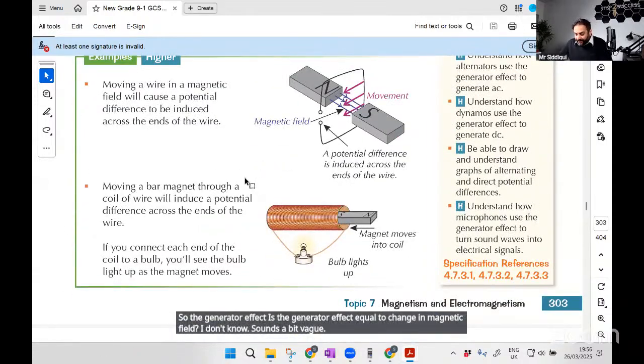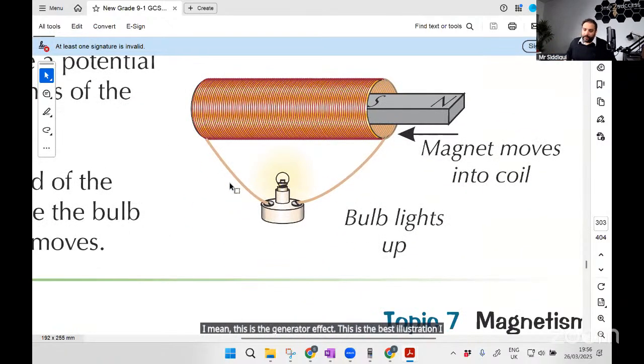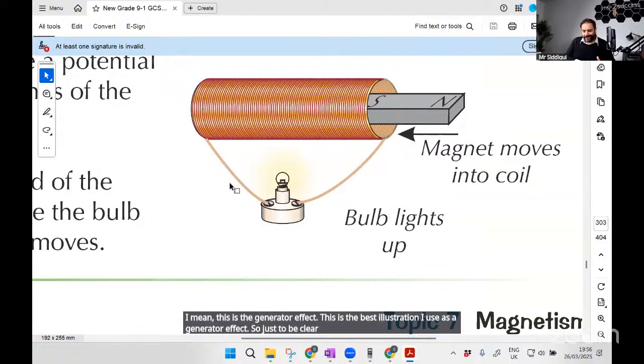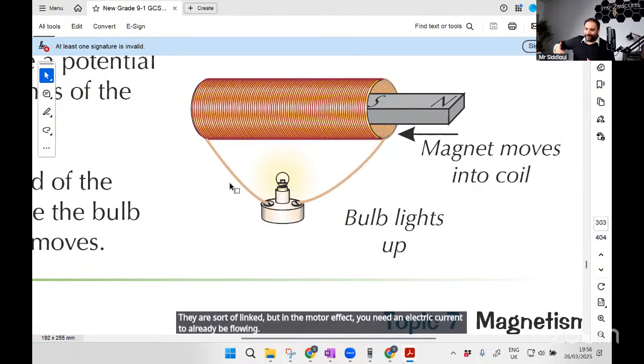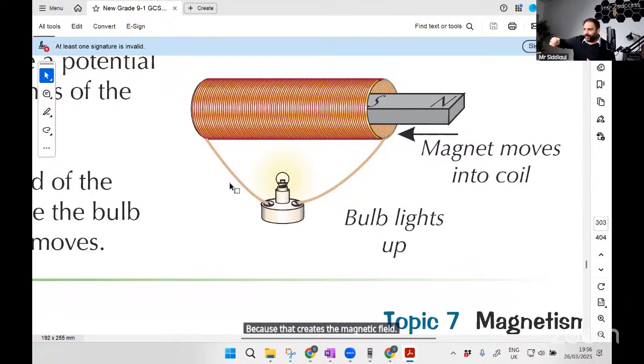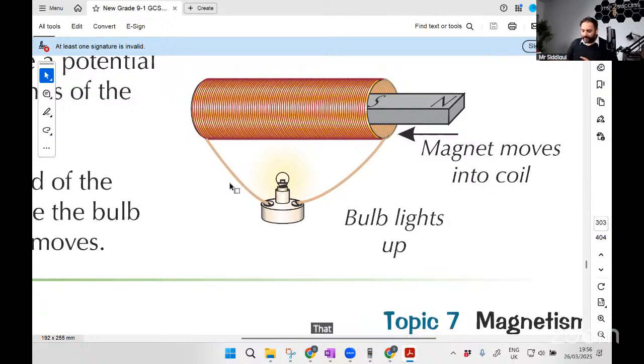I mean, this is the generator effect. This is the illustration I use of the generator effect. So just to be clear, we've finished with the motor effect. This is now a different effect. They are sort of linked, but in the motor effect, you need an electric current to already be flowing, because that creates the magnetic field around the wire, which interacts with the other magnetic field. In the generator effect, we are generating the electricity. It is not already there. That's an important distinction.